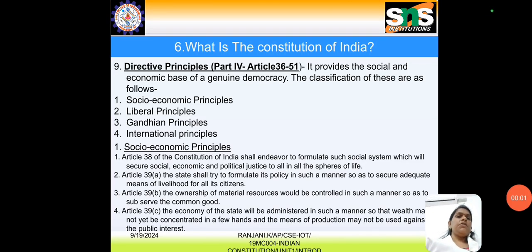So in the previous class we saw about the directive principles. So let us see about the other principles. The socioeconomic principle is formulated for social subsistence, which is social, economic, and political justice, and the ownership of material resources, which can be controlled in such a manner that it serves the common good.